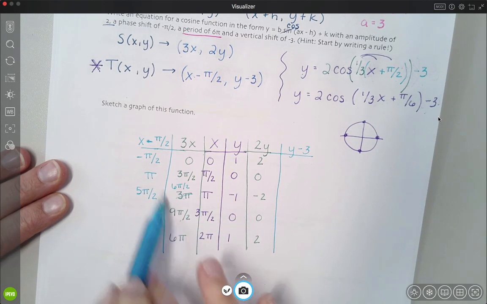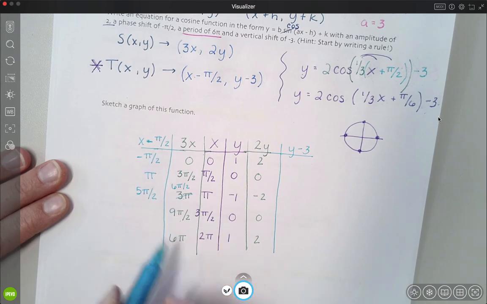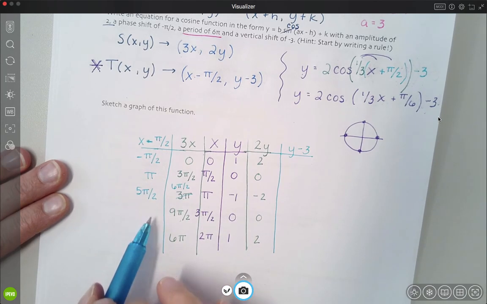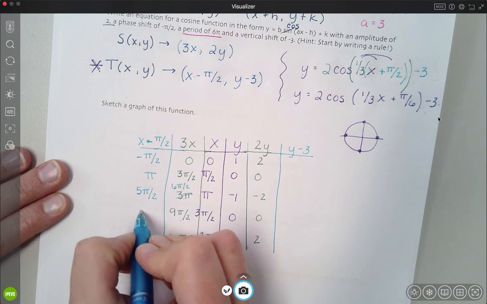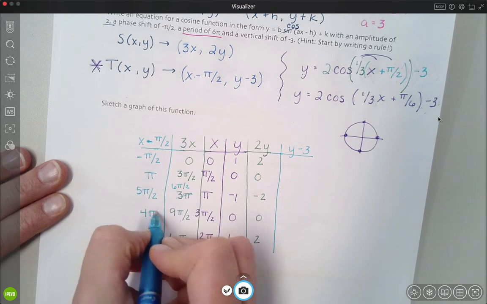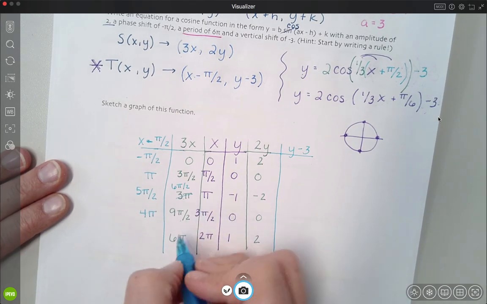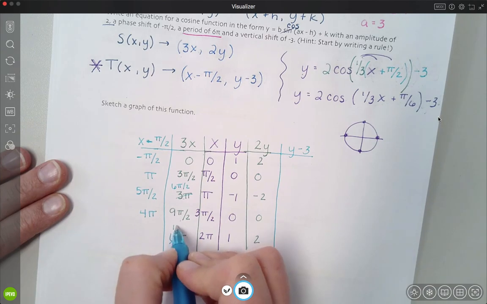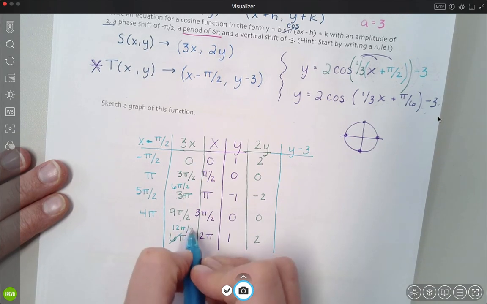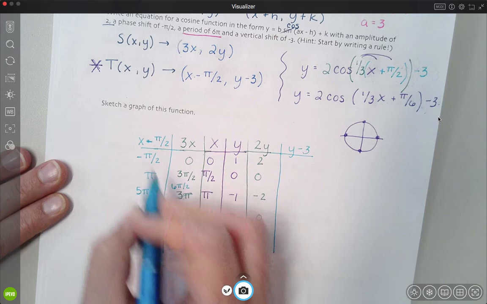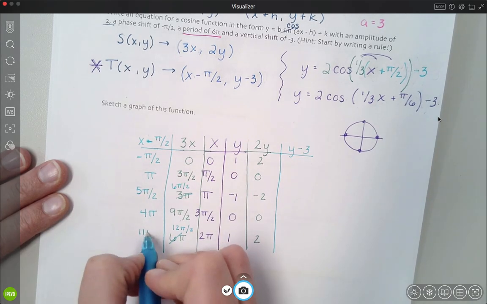9 pi over 2 minus pi over 2 would be 8 pi over 2. And 8 pi over 2 is really equivalent to 4 pi. And then 6 pi, I could write this thing as 12 pi over 2. And then 12 pi over 2 minus 1 pi over 2 would be 11 pi over 2.